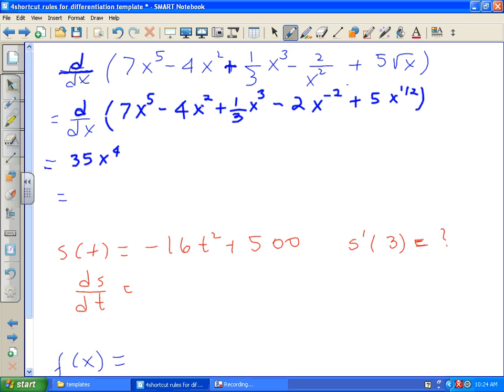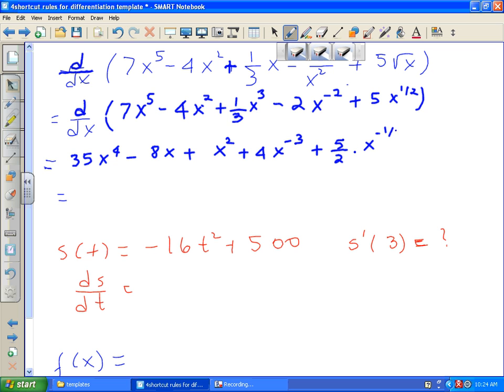35x to the 4th minus 8x plus 3 over 3, which is going to be 1, right? Then x to the 2nd minus 2 times x to the power of, actually, there's negative 2 times negative 2. Let's make that plus 4 times x to the power of negative 3, right? We're subtracting 1 from the power. And the next one, 5/2 times x to the power of negative 1/2.